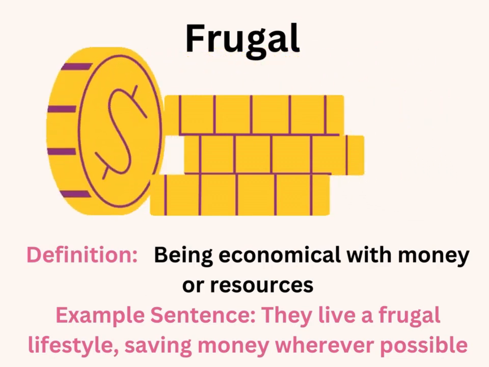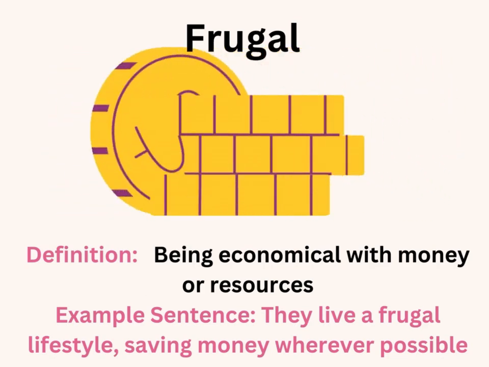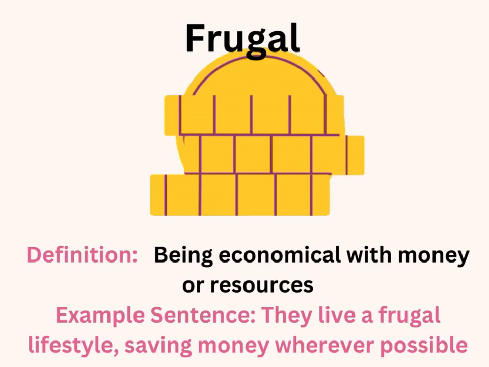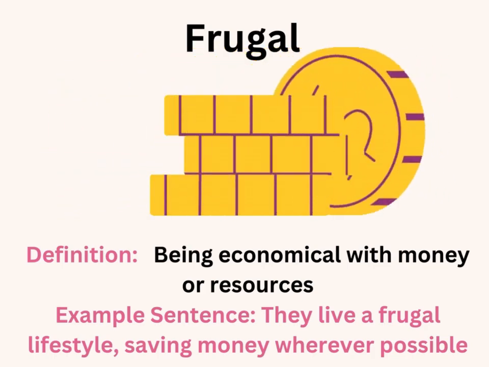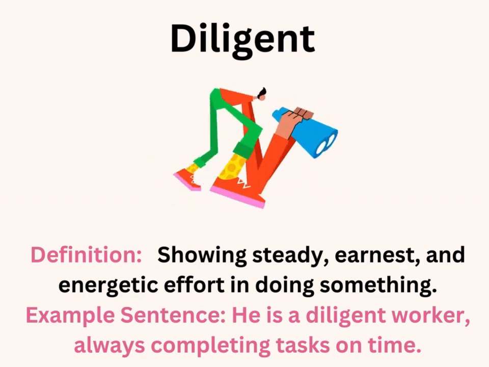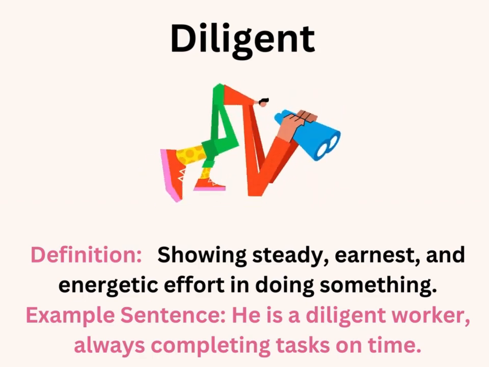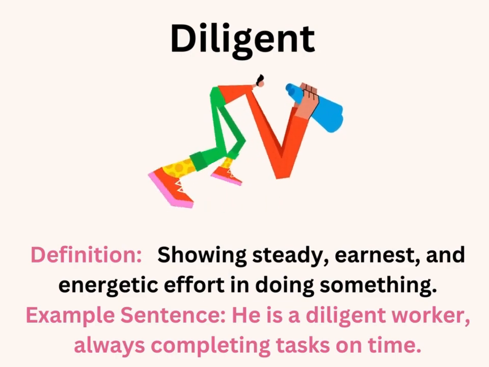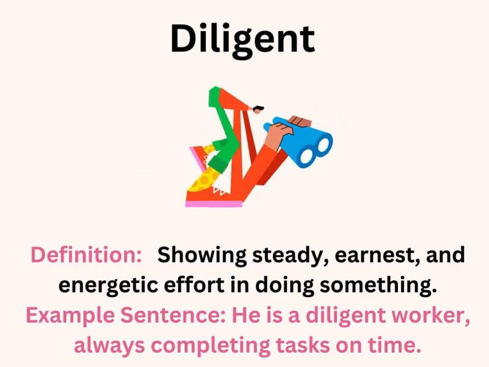Word. Frugal. Definition: being economical with money or resources, not wasteful. Example sentence: they live a frugal lifestyle, saving money wherever possible. Word. Diligent. Definition: showing steady, earnest, and energetic effort in doing something. Example sentence: he is a diligent worker, always completing tasks on time.